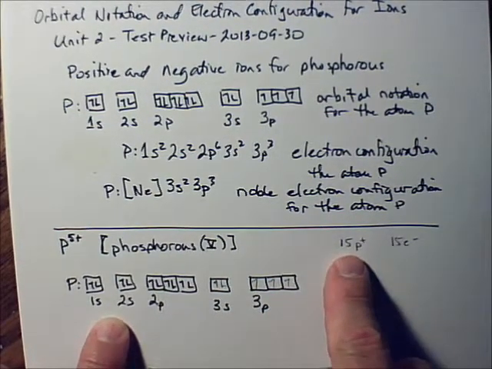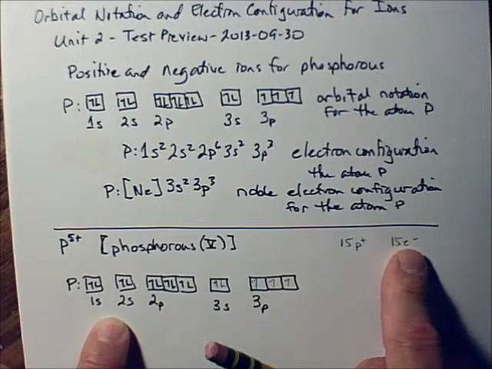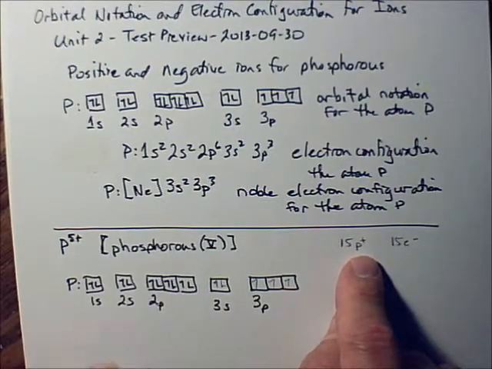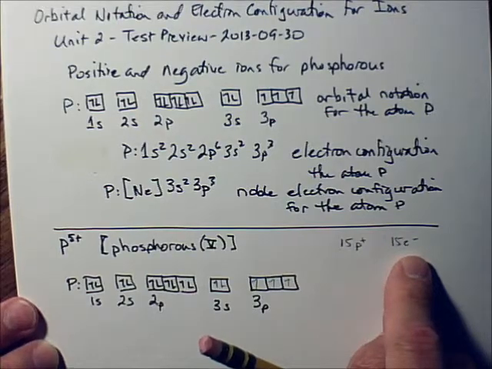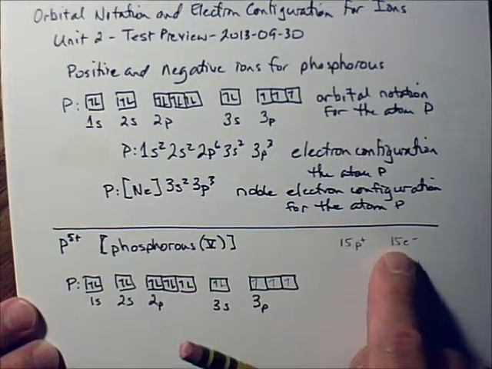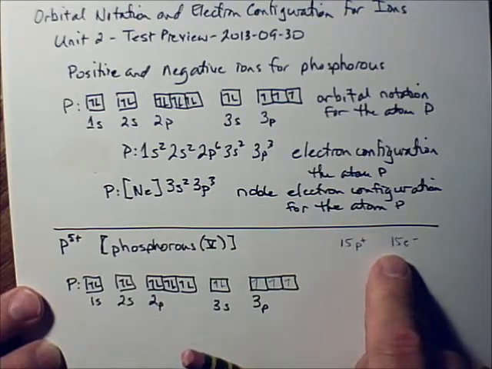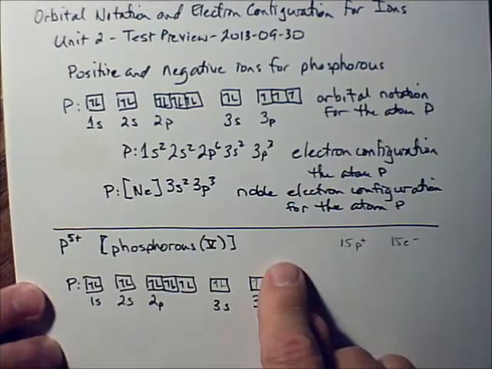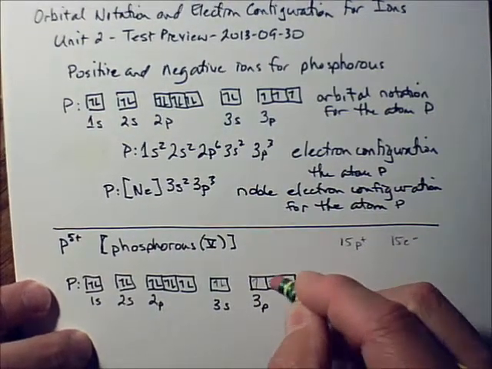To get a 5+ charge, I've got to have 5 more protons than electrons. But I can't change the number of protons because changing the protons would change the atom. All we can change is the electrons. So the way we do that is, to get a 5+ charge, we've got to get rid of 5 electrons. So what we want for a 5+ is to remove 5 electrons. Does that make sense? So we have 15 protons and 10 electrons. So we're going to remove all these electrons in the highest energy level.